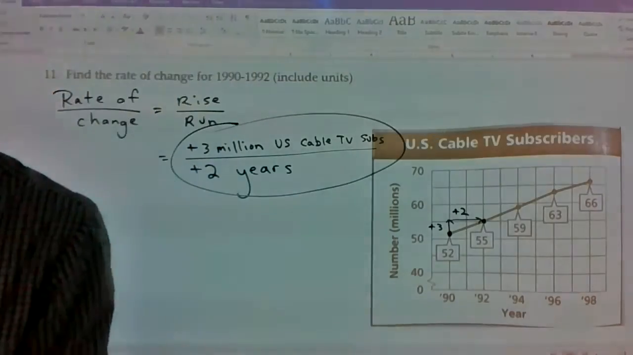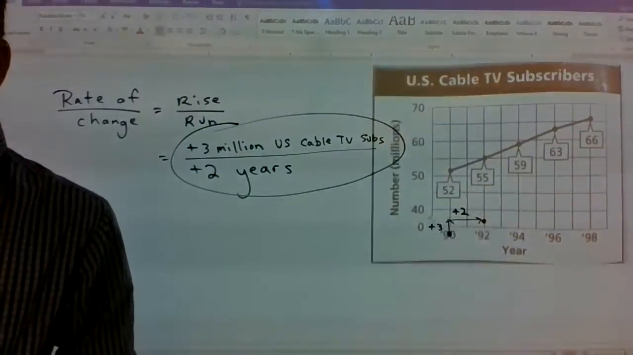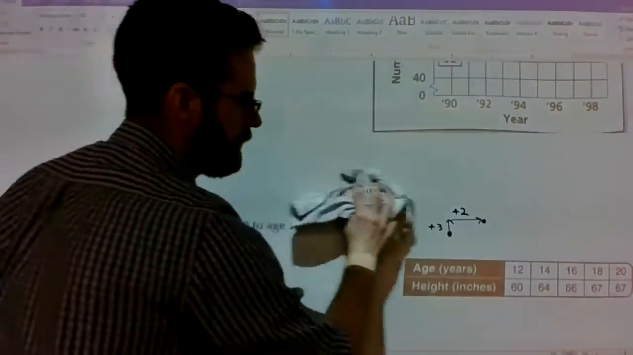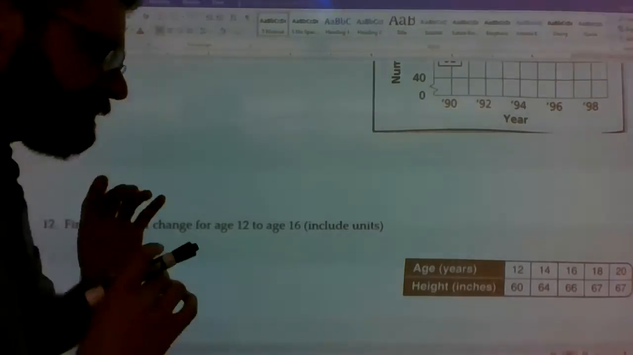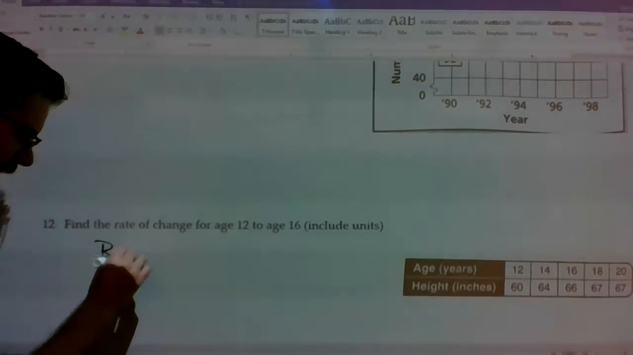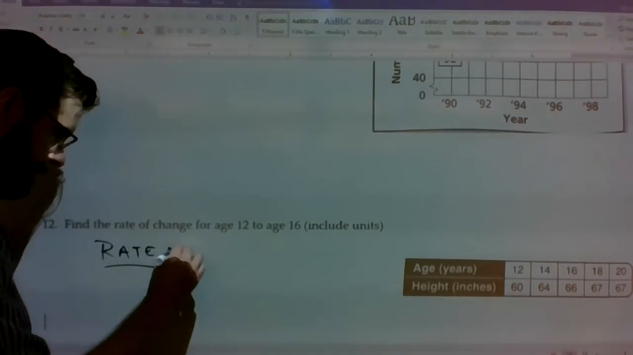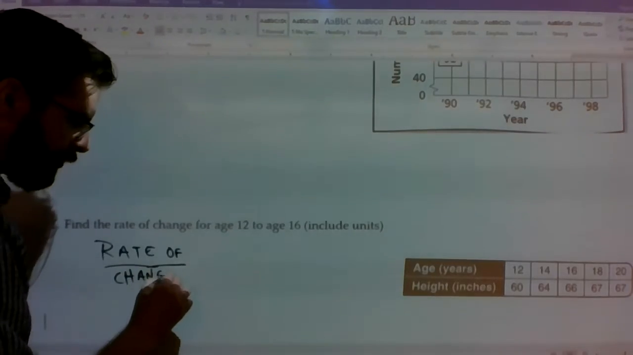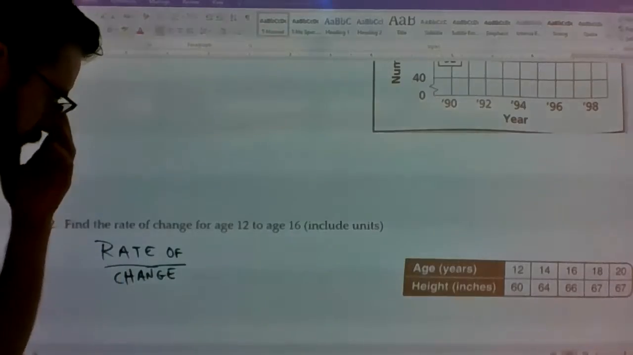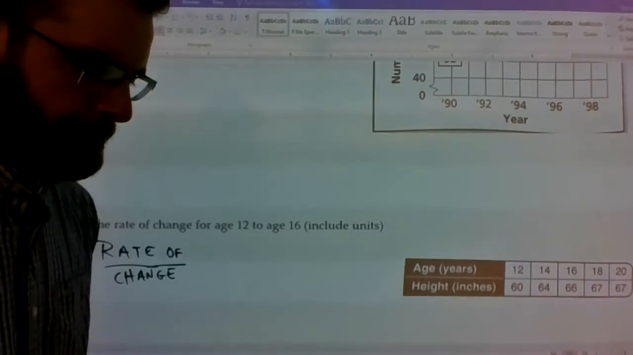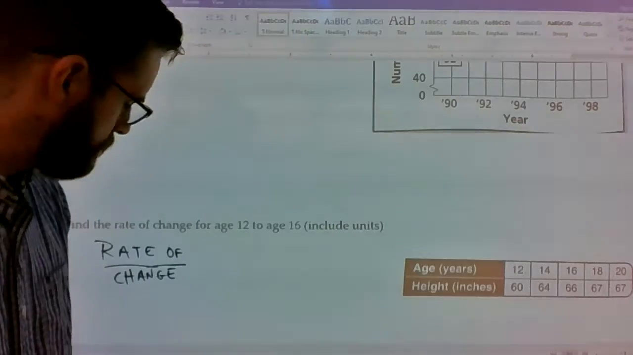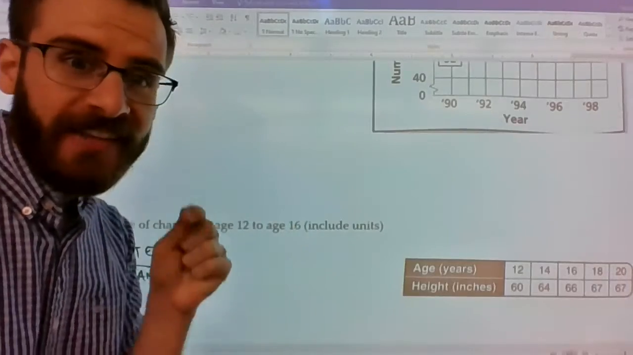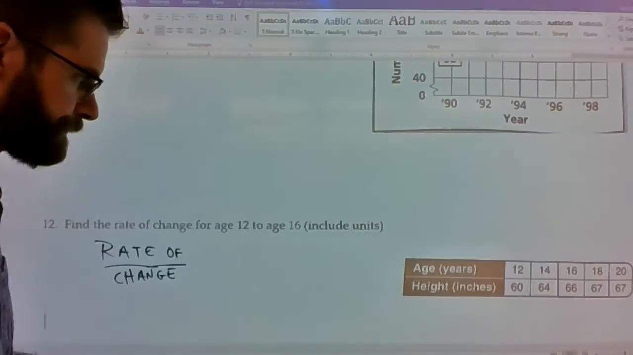That's pretty simple. All right, number 11, done. Number 12, last one that I'm going to do with you guys. What version of the rate of change would be best utilized if I've got a chart of values? Well, it's not a graph, so probably not the rise over run. They're not ordered pairs, so I can't use the slope formula. So what do? Well, I can turn these two data points into ordered pairs.